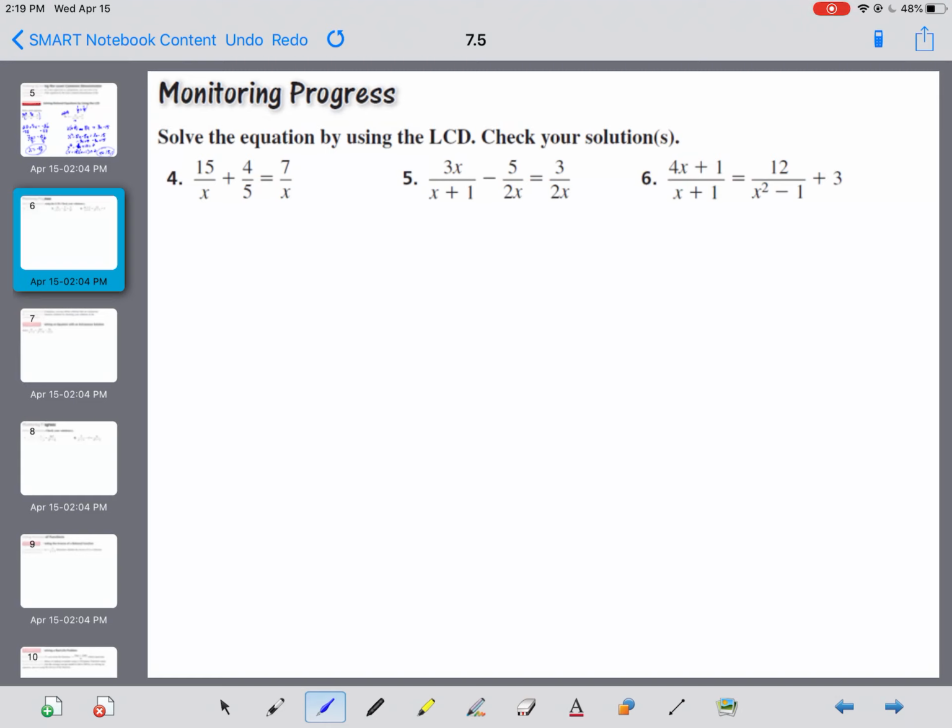Here are some for you to try. Solve by using the least common denominator method, and come back and check them out.